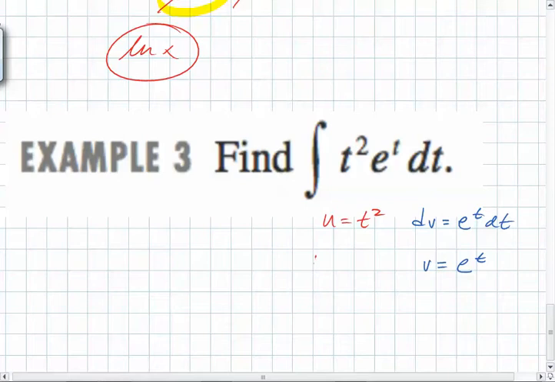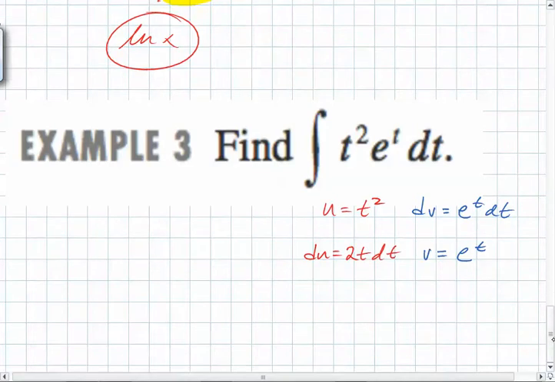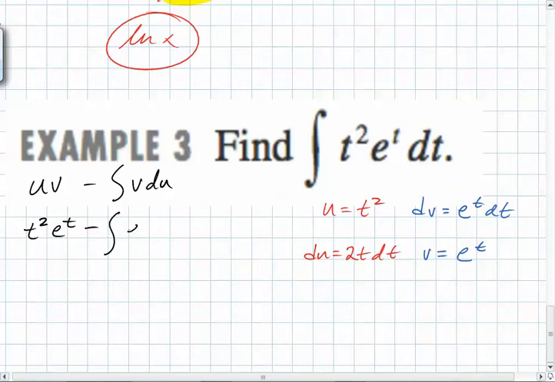And what's du going to be? du is going to be 2t dt. Okay, so first of all, does it check out? T squared times e to the t, yep, it does. So now we need to do u times v, which is t squared e to the t, minus the integral of v du. So the integral of e to the t times 2t dt.